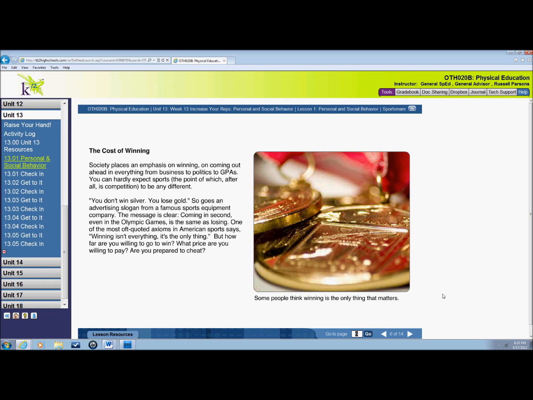So yeah, that's basically saying society kind of makes it where we as Americans feel like we're supposed to win all the time, but that's not necessarily the case. And there's a photo right here that shows basically 2 gold medals, and underneath that it says, some people think winning is the only thing that matters. And now we're moving on to page 7, just so you know.